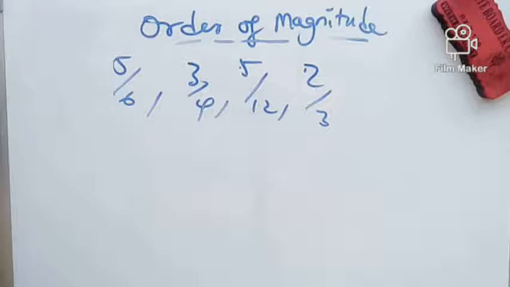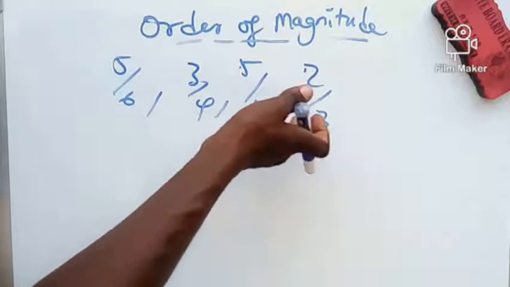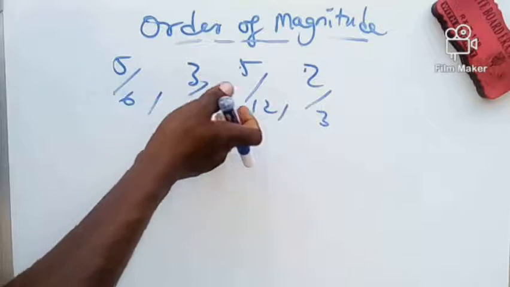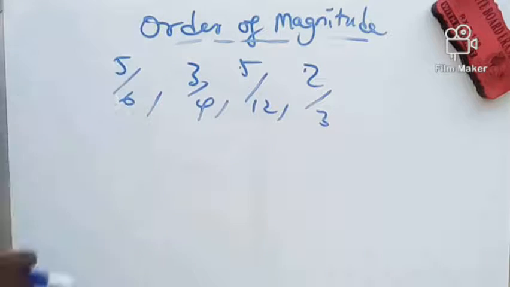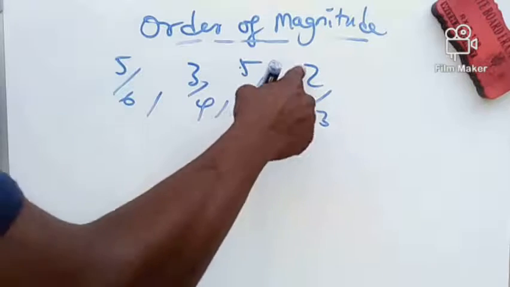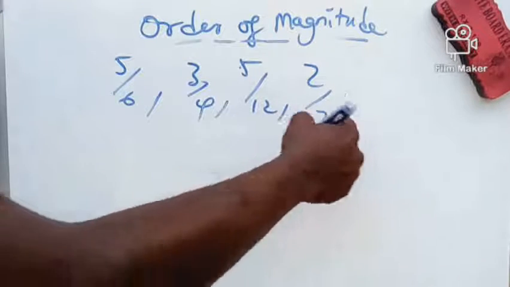To arrange given fractions in ascending order, you simply need to do what? Find the LCM of the denominators. So you need to test it in terms of LCM. For these fractions, I don't know which one is the greatest fraction and which one is the smallest fraction. So to find out the one that will come first and the one that will come last, what I will do is find the LCM of the denominators.